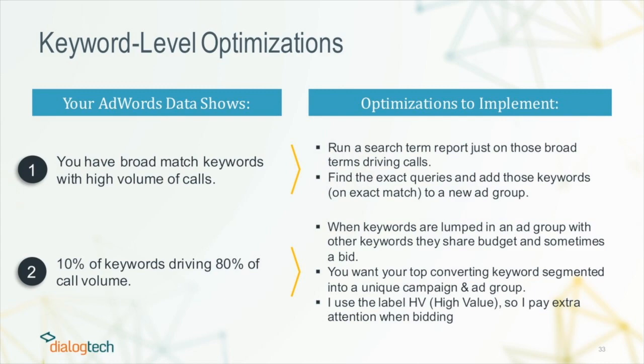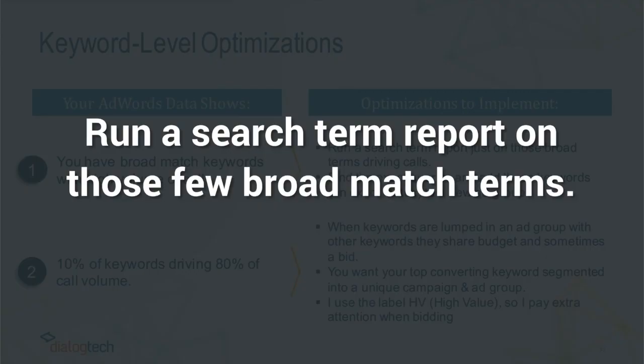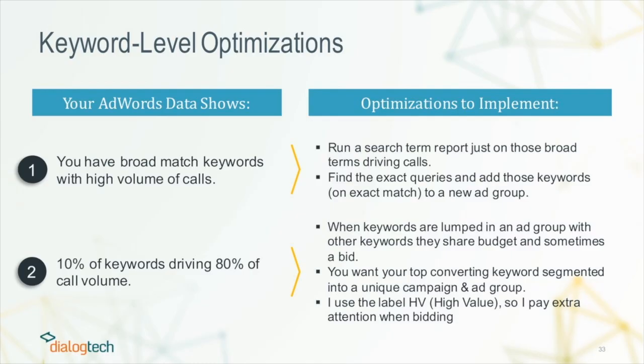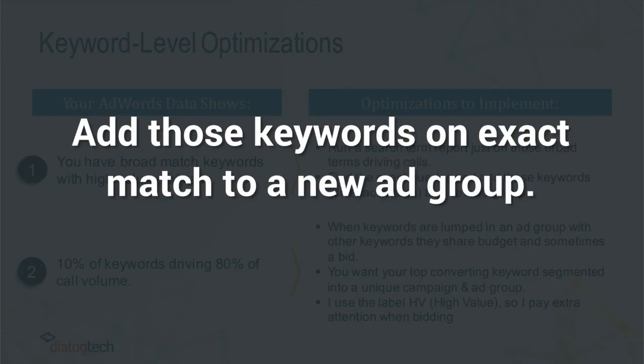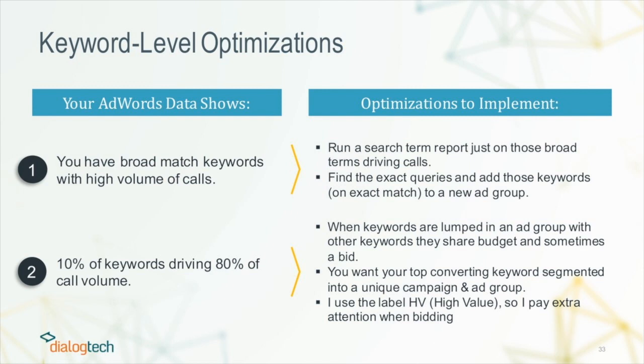So this is really where you want to run a search term report on just these few broad match terms, right? Because if a broad match term is driving a high volume of calls, that's great, but it could be a wide variety of different keywords. So you need to figure out which keywords are actually driving the call conversions. That way you can add those keywords on exact match to a new ad group. Especially if you don't have them, it's totally fine to add them to a new ad group and then build ad copy against them and make them as relevant as possible.